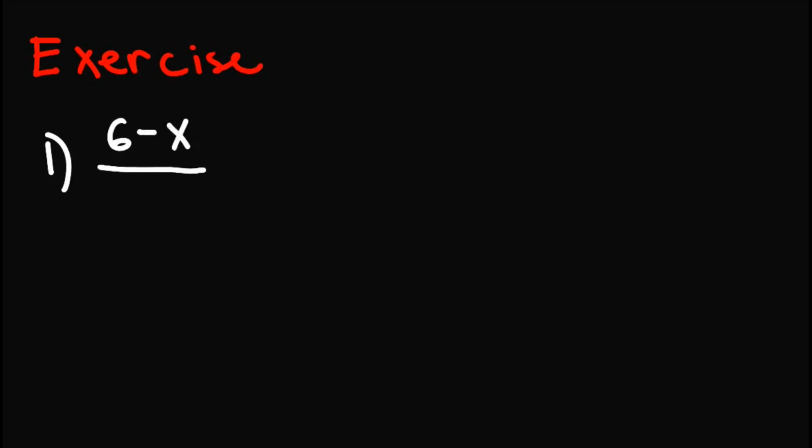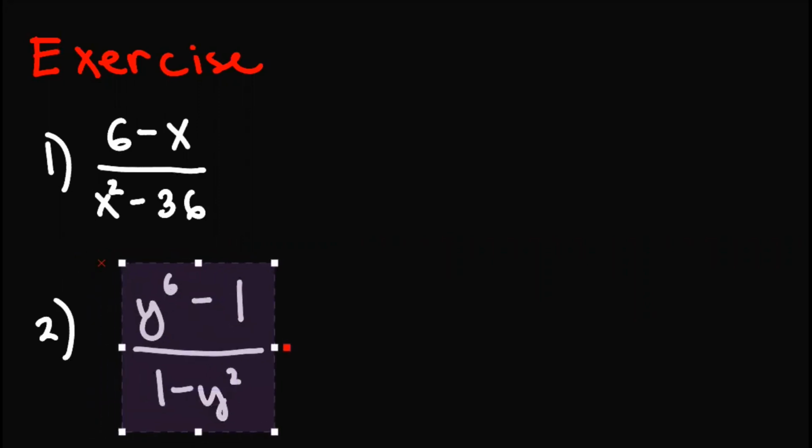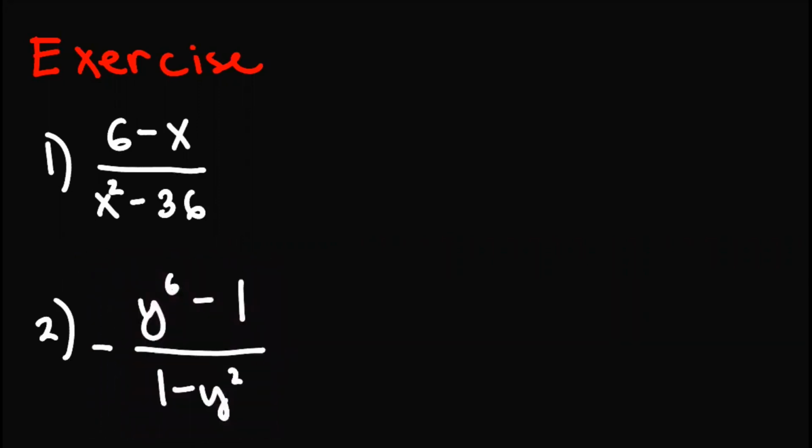Before I end this video, here are two exercises that you can work on. Exercise. So the first one is 6 minus x over x squared minus 36. The next one is y raised to 6 minus 1 all over 1 minus y squared. And I forgot to put it, but we consider this one to be negative. So these are the exercises that you can work on.